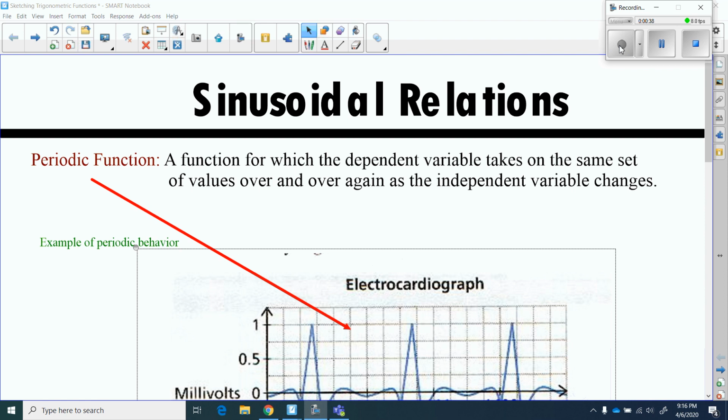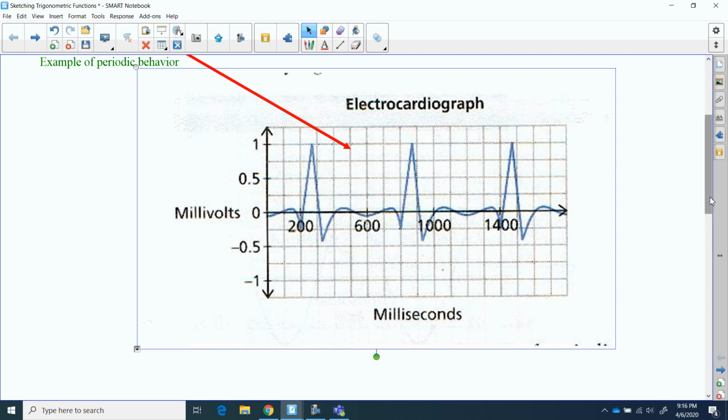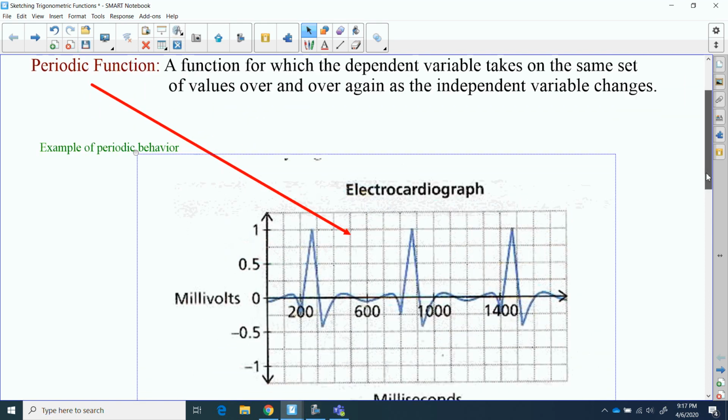So first, two terms that I want to introduce you to. The first is periodic. So this graph down here, if we look at it, is considered periodic. The reason it's periodic is because the dependent variables, which are the y variables, take on the same set of values over and over. If you look at the y values, once you get to here, the pattern just repeats itself again, and they take on the same y values again. It's the same pattern on the y scale over and over as the x's, which are the independents, are changing. That's referred to as periodic behavior.